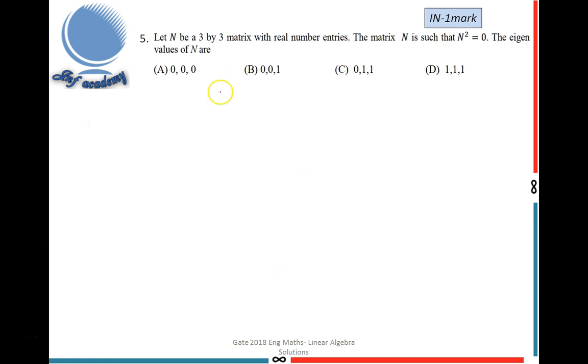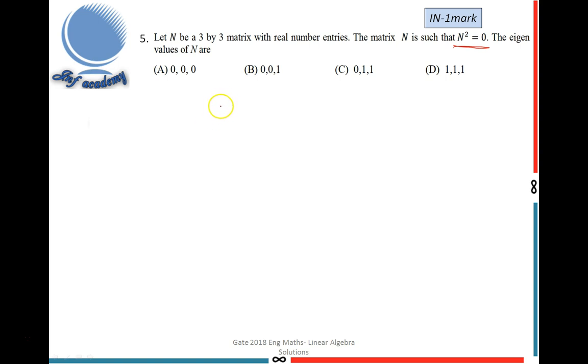Next, fifth problem. Let N be a 3 by 3 matrix with real number entries. The matrix N is such that N squared equals 0. Then the eigenvalues of N are... We have to find the eigenvalues of N given N squared equals 0. This question is from the Instrumentation Engineering department and it has 1 mark.